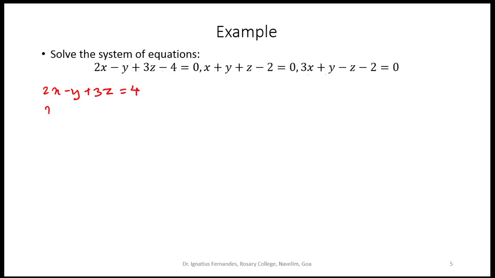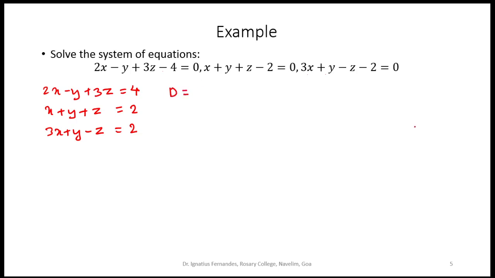Then the second equation is x plus y plus z. This minus 2 I write on the right, so it will become plus 2. And I have 3x plus y minus z. Again this minus 2 I shift on the right. So make sure you shift all the constants on the right. Once we write it in the required form, you can start writing the determinants.